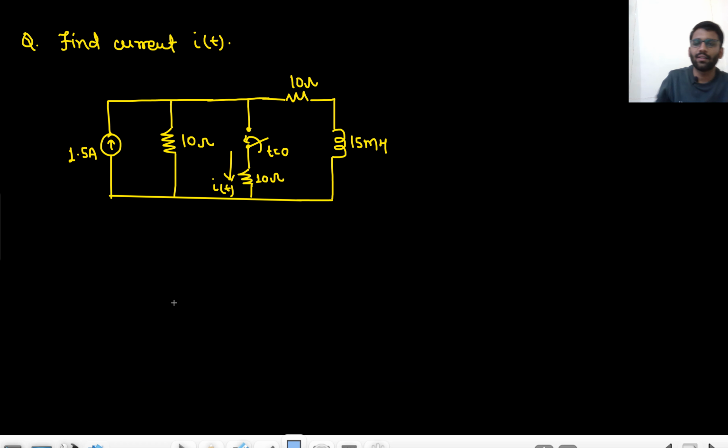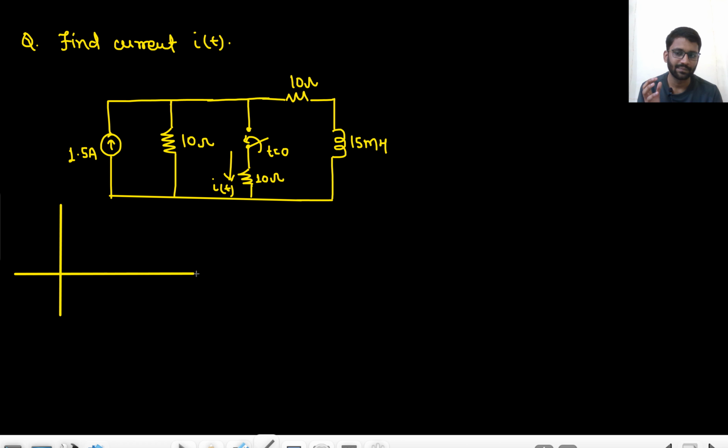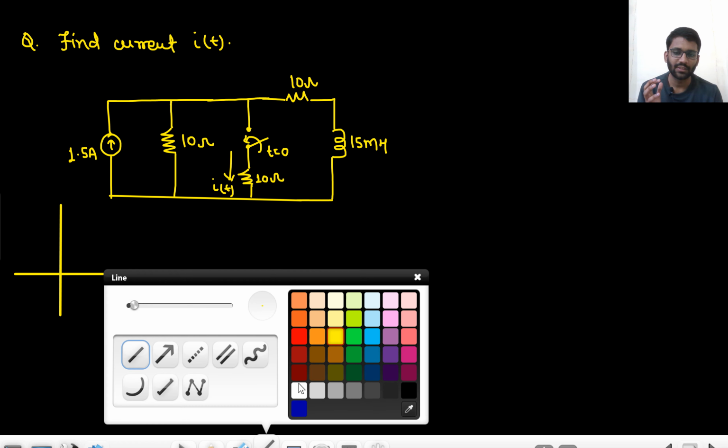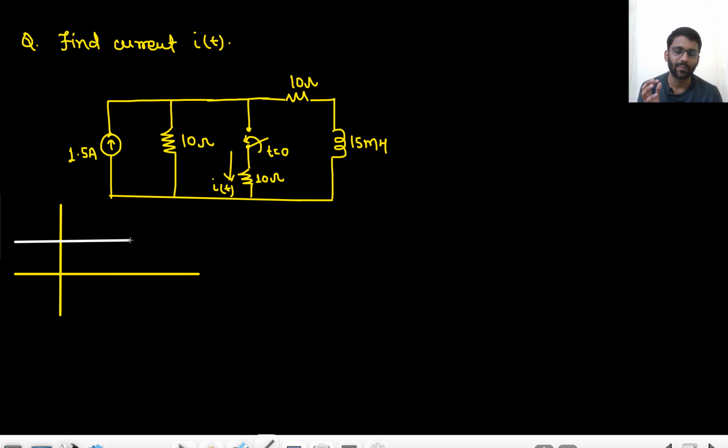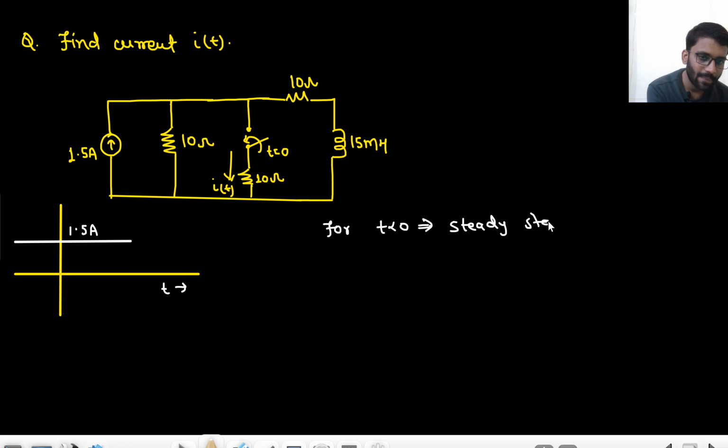You have to find the I(t) current in this. The switch is being closed at t equals 0, but the input that is applied is DC, not u(t), right? This is DC. The input that is applied is DC. What is the input? This is the input, 1.5 ampere. It is there for a very long time, right? So for t less than 0, steady state will be reached.